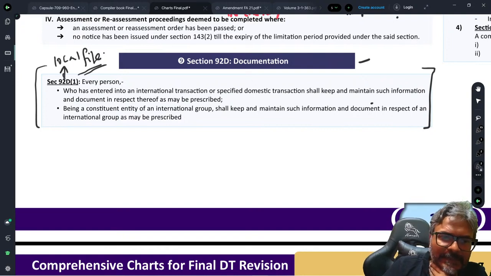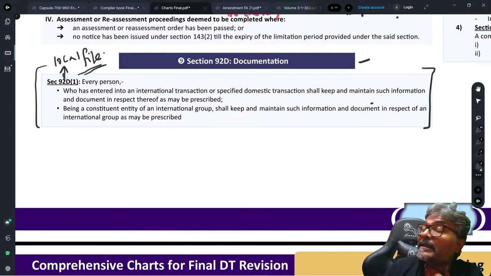Excellent. Indeed, Amruta. In the second case, the question is whether the international transaction has taken place. Yes, Mamta. Excellent. I think you people have got it. Whether the international transaction has taken place or not, are you supposed to file? Are you supposed to still maintain the documents for that year? Answer is yes.